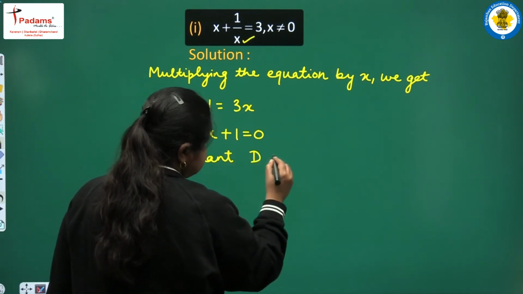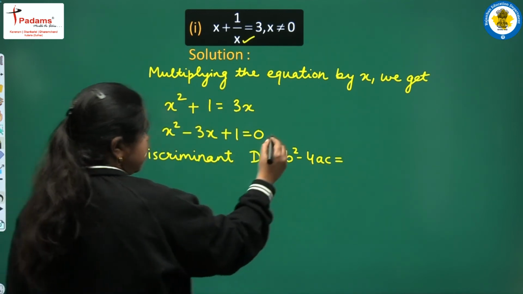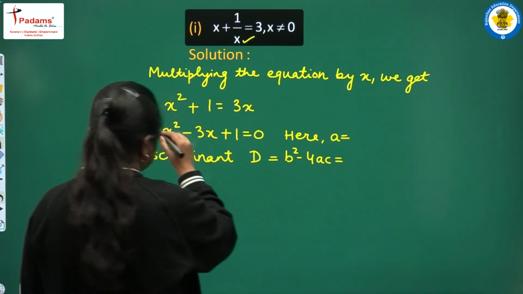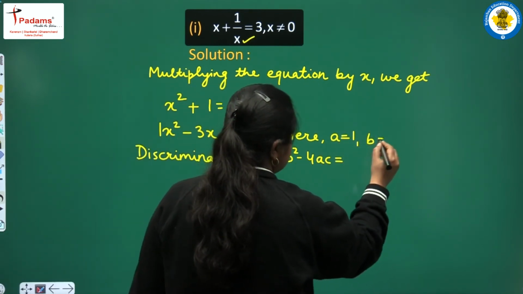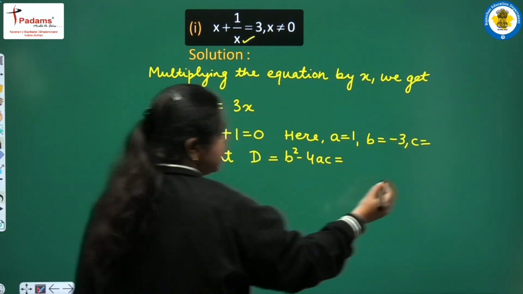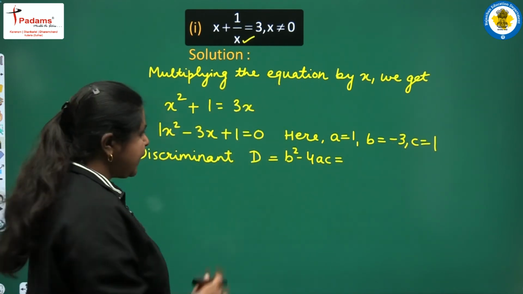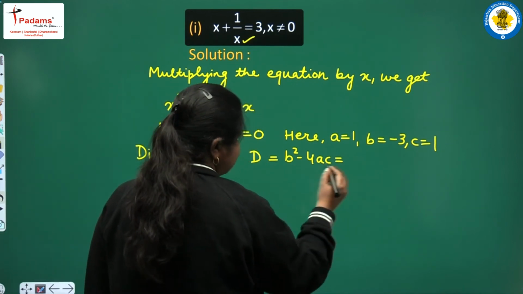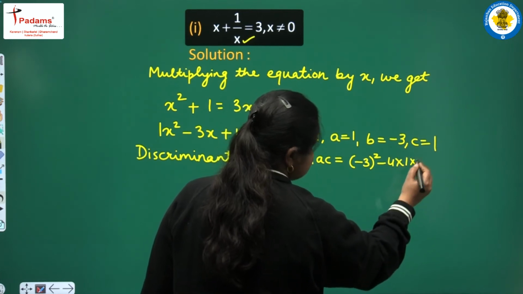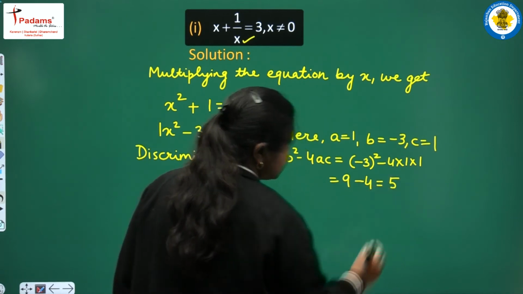It is denoted by capital D, b square minus 4ac. b की वैल्यू देखिए आप, here a is equal to 1, b is equal to minus 3 and c is equal to 1. आप देख सकते हैं, रिलेट कर सकते हैं, इसको कंपेयर करेंगे अगर हम स्टैंडर्ड फॉर्म से तो a, b, c की वैल्यूज ये हो गई और अब D की वैल्यू निकालते हैं. b square minus 4ac, b is minus 3, so minus 3 square minus 4 into 1 into c is 1. This will be 9 minus 4 and this is equal to 5.